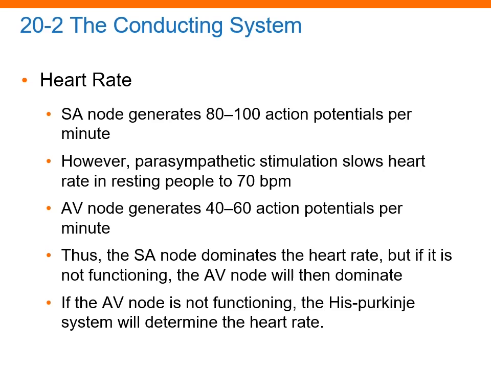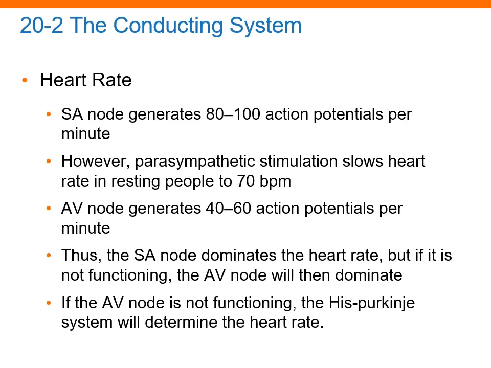And the way that works is that as long as the SA node is working correctly, the AV node won't really get to fire on its own because it'll receive a signal from the atria before it fires its own signal. That's because the SA node activates the atria, which activate the AV node. So the AV node won't really get to shine or dominate unless the SA node or atria are not conducting the signal.